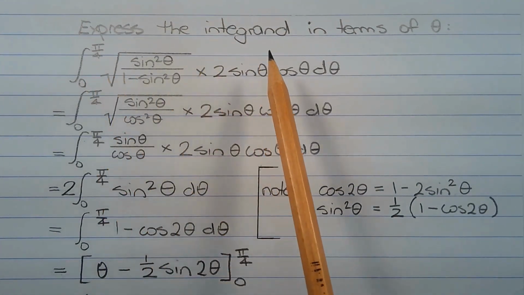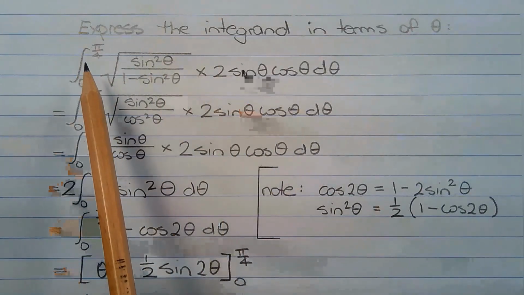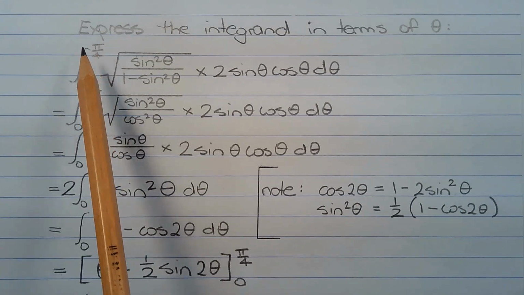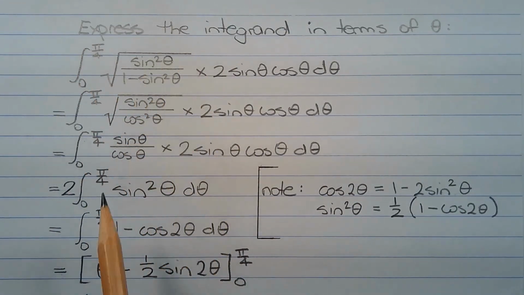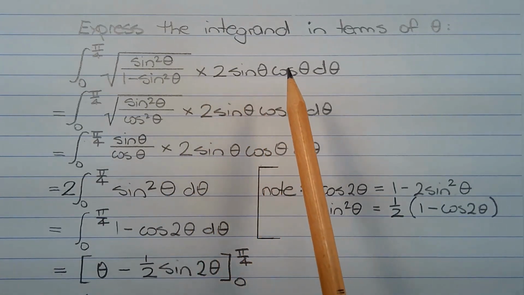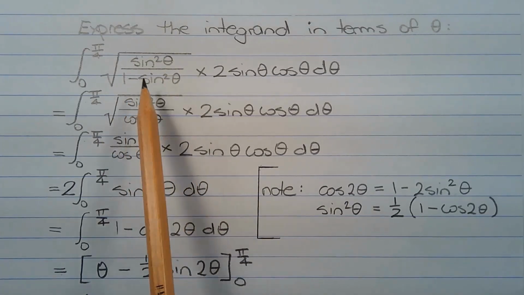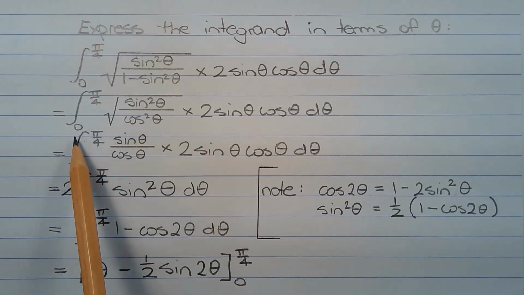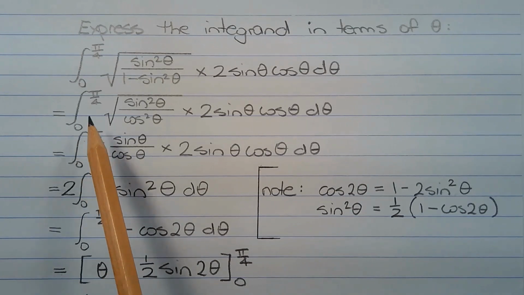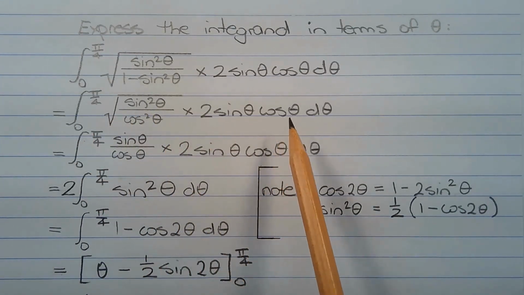Next, express the integrand in terms of theta. So the integral becomes the integral from theta equals 0 to theta equals pi over 4 of the square root of sine squared theta over 1 minus sine squared theta times 2 sine theta cos theta d theta. Now 1 minus sine squared theta is equal to cos squared theta using a Pythagorean identity. So the integral becomes the integral from theta equals 0 to theta equals pi over 4 of the square root of sine squared theta over cos squared theta times 2 sine theta cos theta d theta.